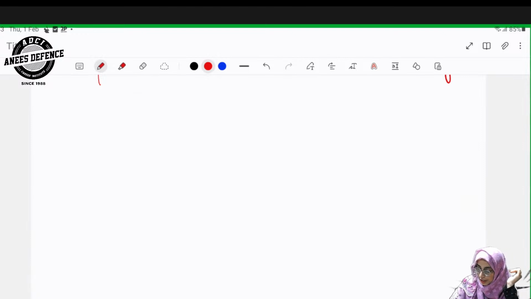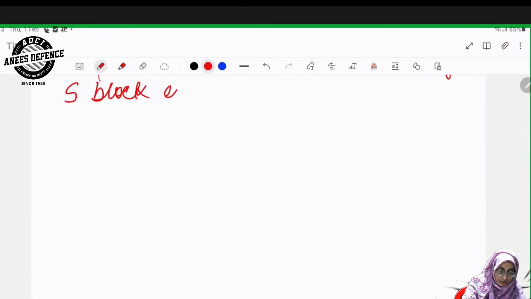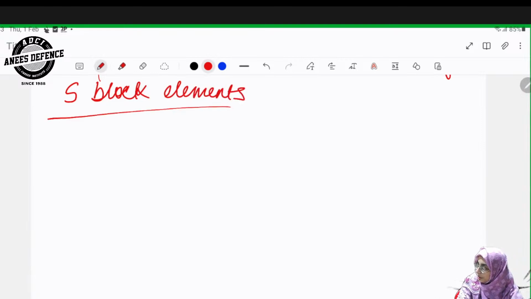See, elements having ns1 are known as alkali metals. Elements having ns2 are called alkaline earth metals. I told you right now. They are very reactive and can very easily form univalent or bivalent positive ions by losing the valence electron. We are talking about S block elements, those elements which lie in group 1 and group 2.